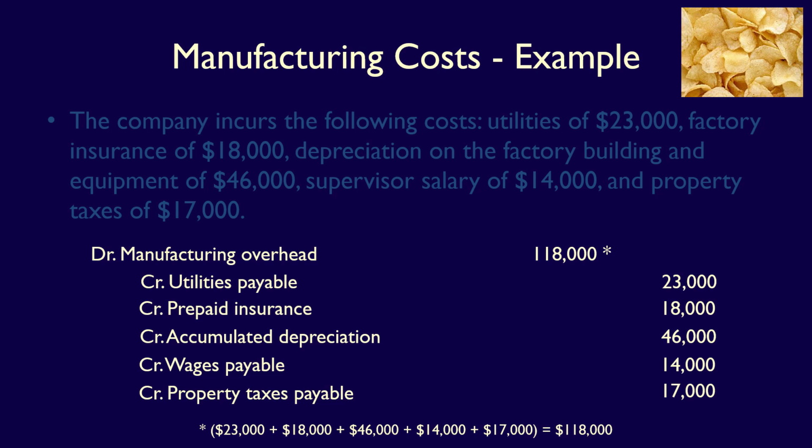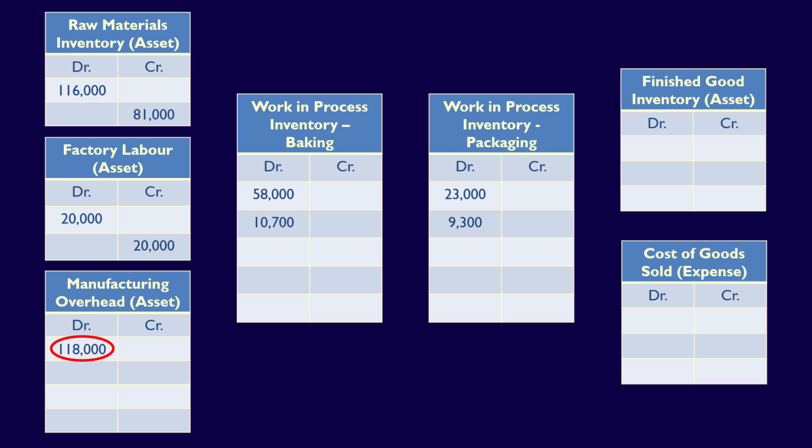Going back to our original entry, we need to flow this entry through the T accounts. Again, we are only tracking our manufacturing accounts. Therefore, the only update we have is a debit of $118,000 to the manufacturing overhead account. Note that we now have $118,000 in our manufacturing overhead account.